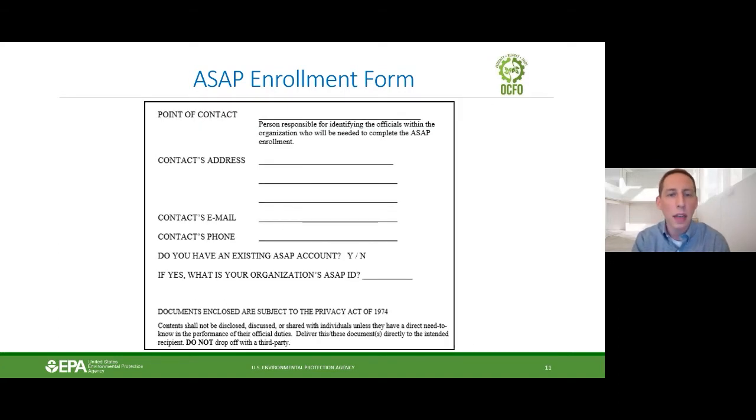And this is the second half of the form: the point of contact, contact's address, contact's email, contact's phone number, whether or not they have an existing ASAP account, and if yes, what that existing ASAP ID is.